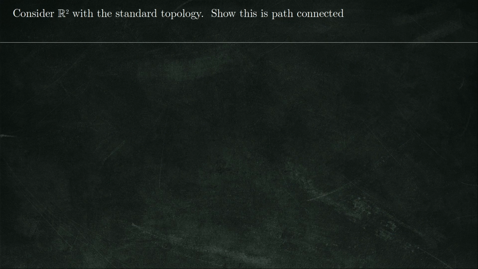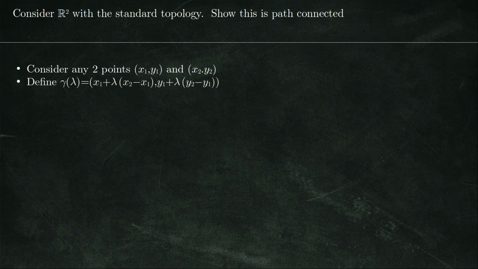Okay, for our first example with path connectedness, consider the space R squared with the standard topology. Show that this is path connected. So let's take any two points and we can explicitly construct a path between them. And then this path here is continuous. When lambda equals 0, we're at (x1, y1), and when lambda equals 1, we're at (x2, y2). So we just prove this by explicitly constructing the path.